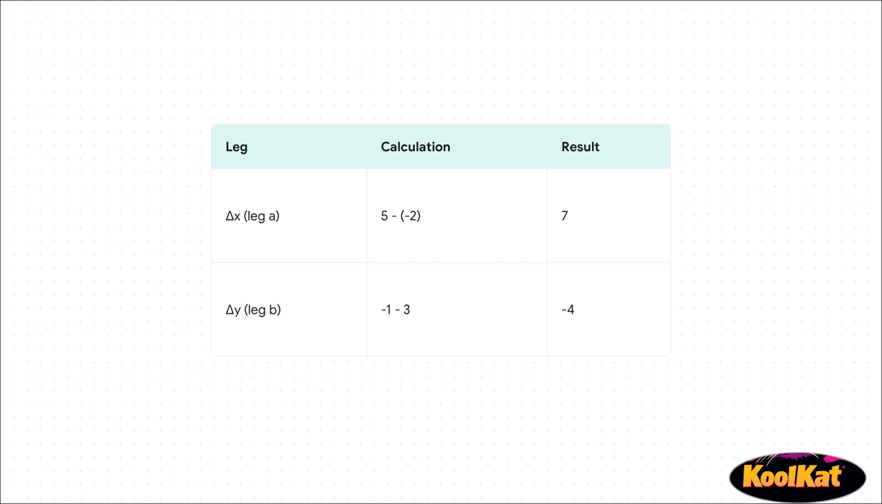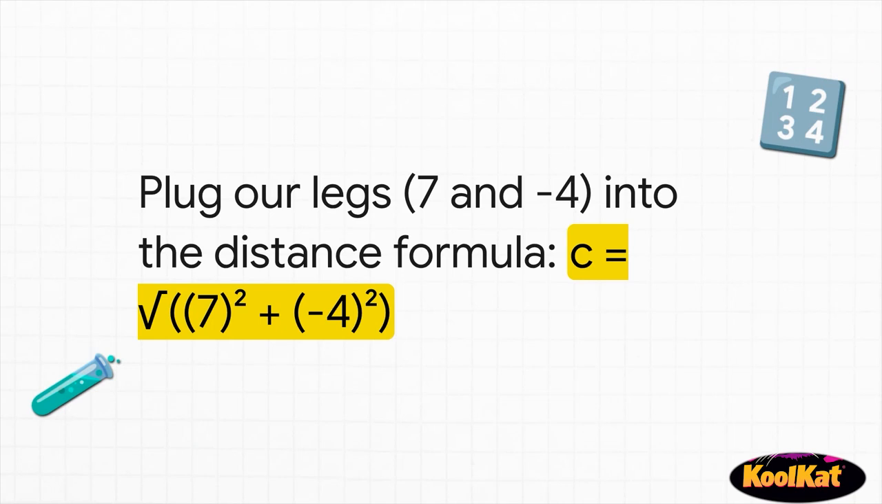Let's do the math. For the change in x, we subtract the x coordinates, so 5 minus -2. Now be careful, subtracting a negative is the same as adding, so that gives us 7. For the change in y, we subtract the y coordinates, -1 minus 3, which is -4. So there we have it, our two legs are 7 and -4. And just like that, we're back on familiar ground. We just plug our leg lengths, 7 and -4, right into the formula. This gives us C equals the square root of 7 squared plus -4 squared.